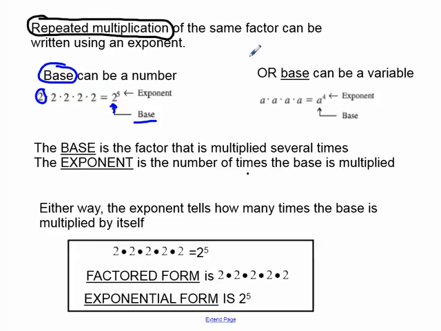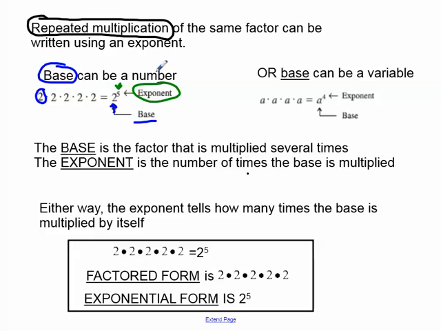And the exponent is the number of times that it is multiplied by itself. So this 5 right here tells us that we're multiplying the base by itself 5 times. The base is 2, being multiplied by itself 5 times. So 2 to the 5th power is how we describe that. 2 is the base, to the 5th power, multiplied by itself 5 times.